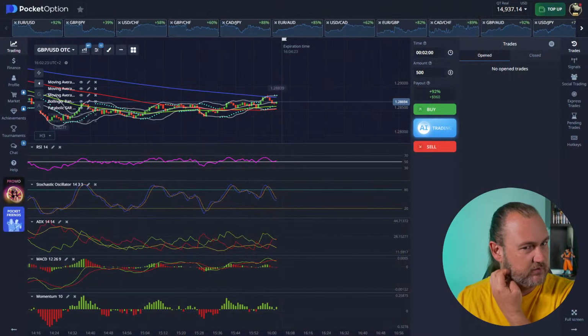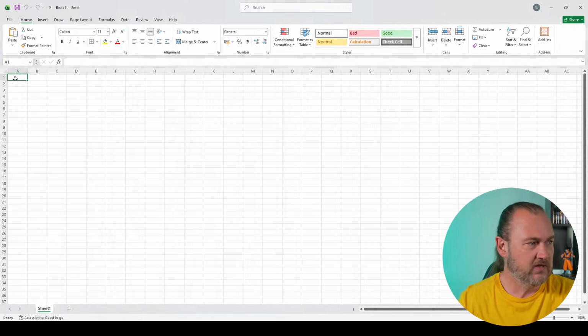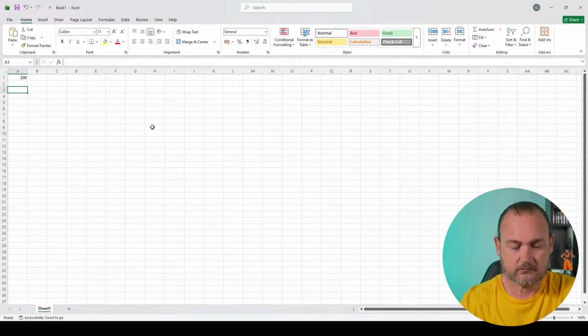So let's head on over to our platform. We've got our platform open, but what I want to do first is have a look at why people like using Martingale. Let's suppose I have $100 in my account. If I start trading and using money management, for this example I'm going to use 10% trades. It's just easier to see.